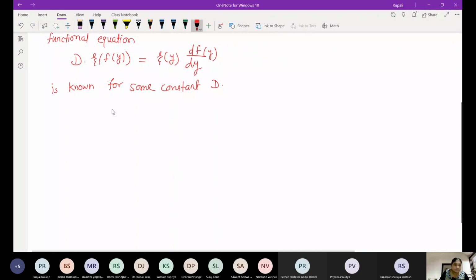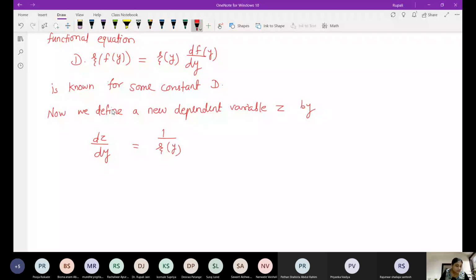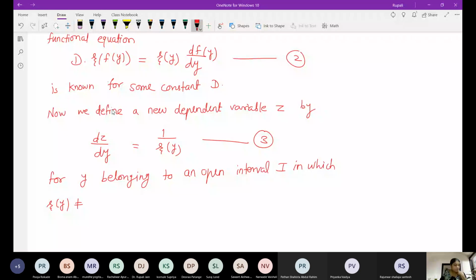Now we define a new dependent variable z by dz/dy is equal to 1 upon xi(y). We give number 2 here, and 3 for this, for y belonging to an open interval I in which xi(y) is different from 0, that is, xi(y) is not equal to 0.